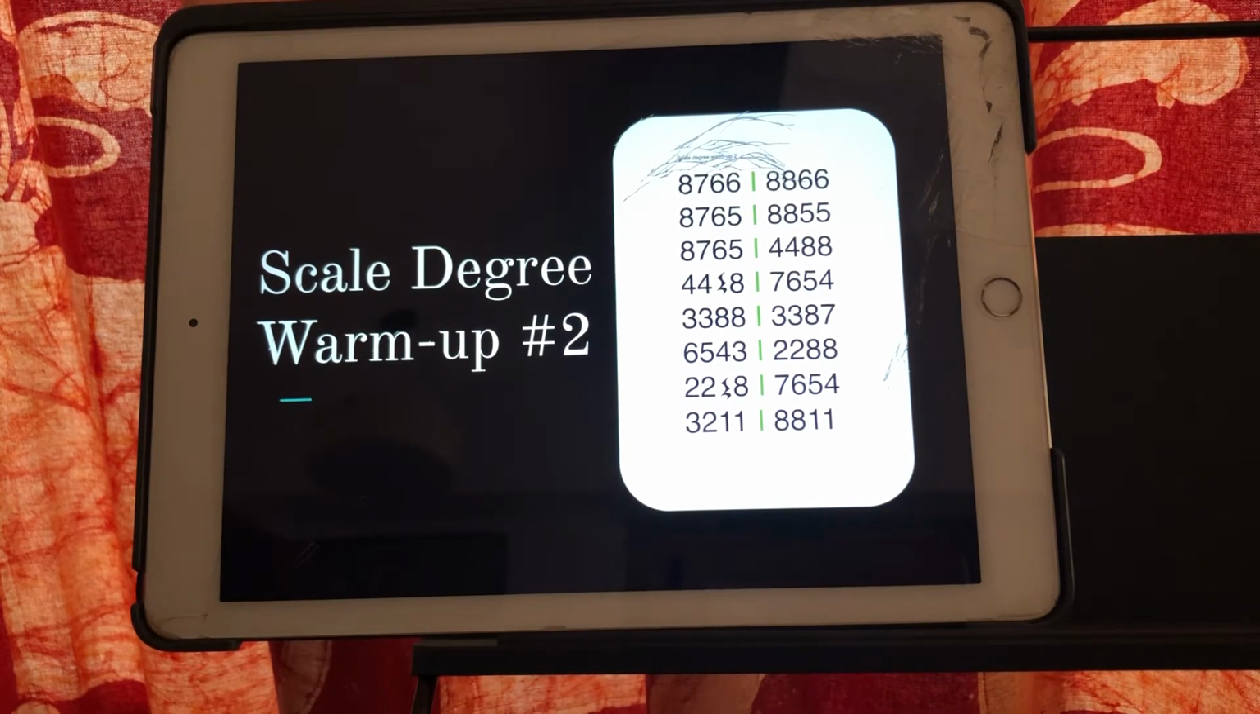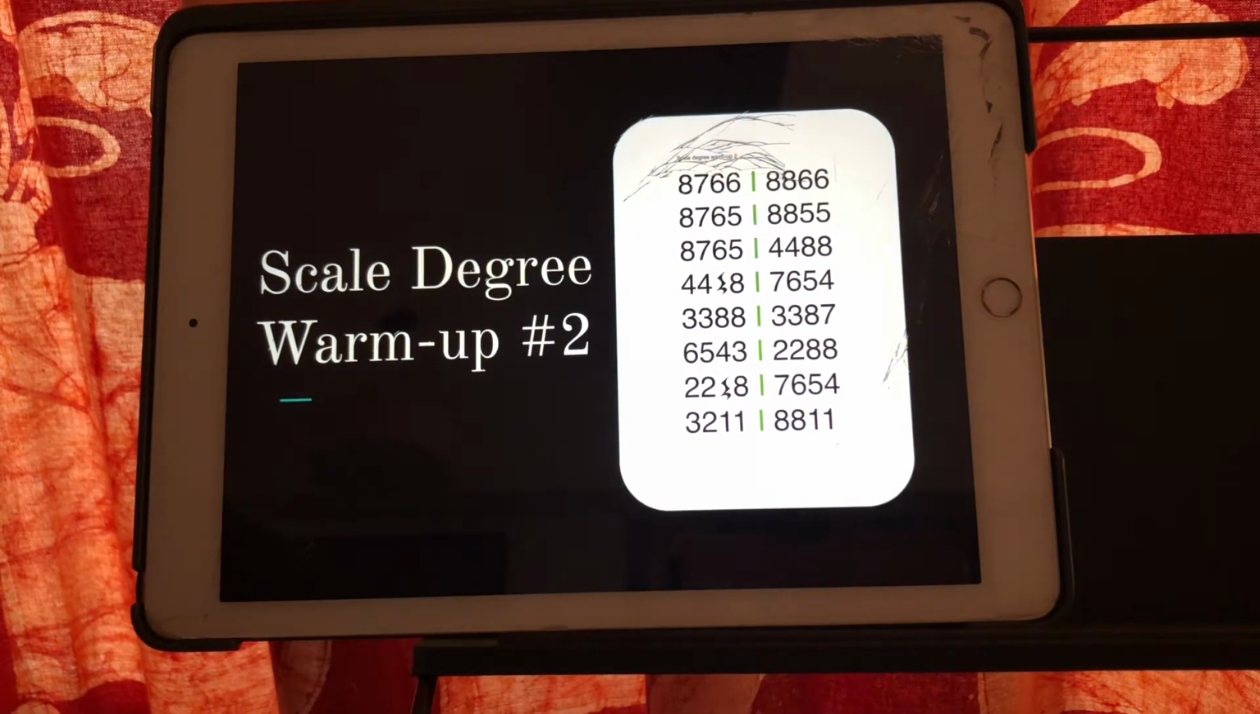And why do you need the 6th degree? Because that's the relative minor from your major scale. So, can you remember where the 8 was from what we just sang? So let's try this one.